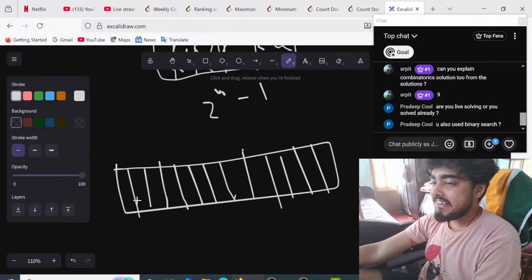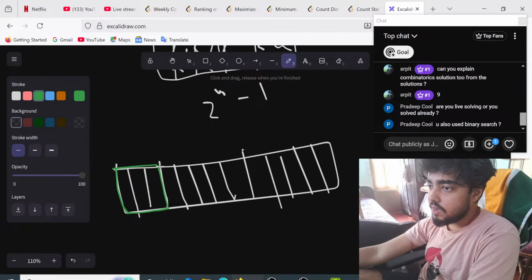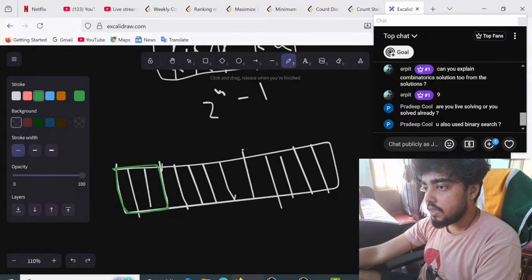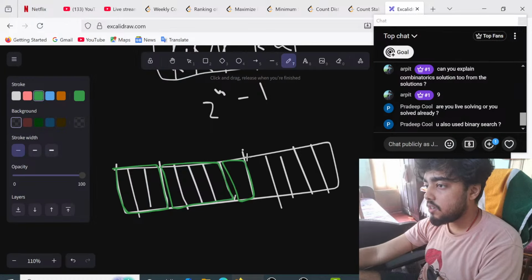Okay, now you start from the first position and you see that till over here it was in increasing order. Then if you go from here to here it is decreasing, so you're not going to take that. Then again you start from here, you find that till over here it is in increasing order, and this is also in increasing order.